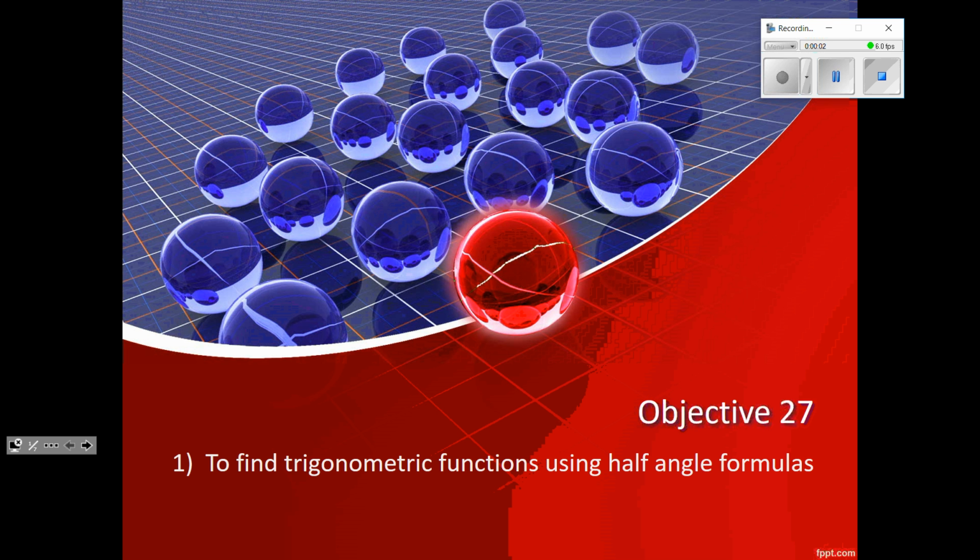Today is going to be Objective 27. We are going to find trigonometric functions using half-angle formulas, okay?